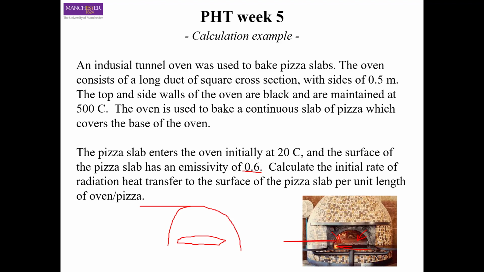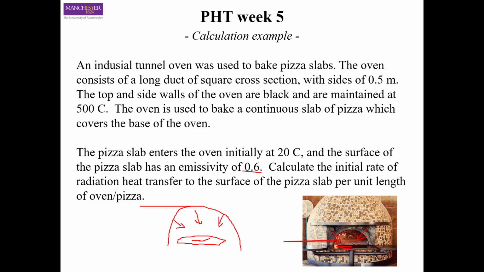If you remember, in the last part of our lecture we talked about the heat transfer between two bodies, and we said that if one body is completely surrounded by a second, larger body, we can ignore the shape factor effect. So we can just take the difference between the energy emitted by the two surfaces. In this case, all the heat is coming to the pizza slab from the surface of the oven.